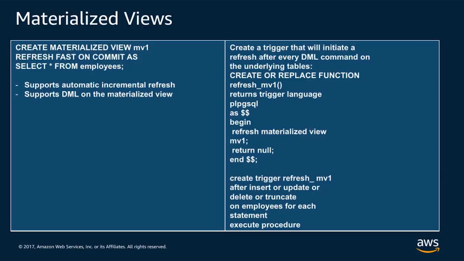Now, some of the other advantages that Oracle has that are not available in Postgres yet is something called automatic incremental refresh.